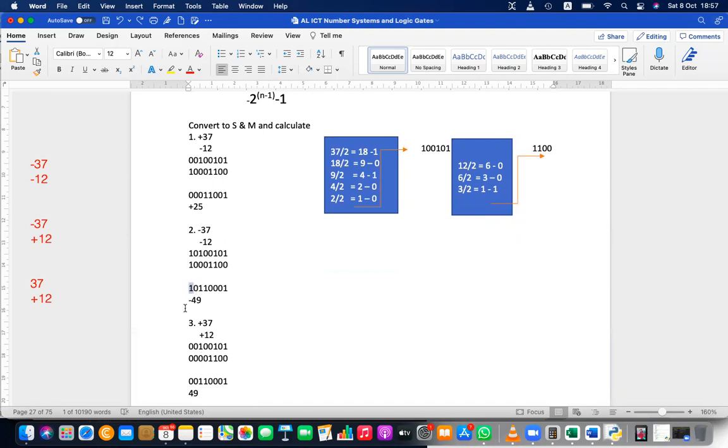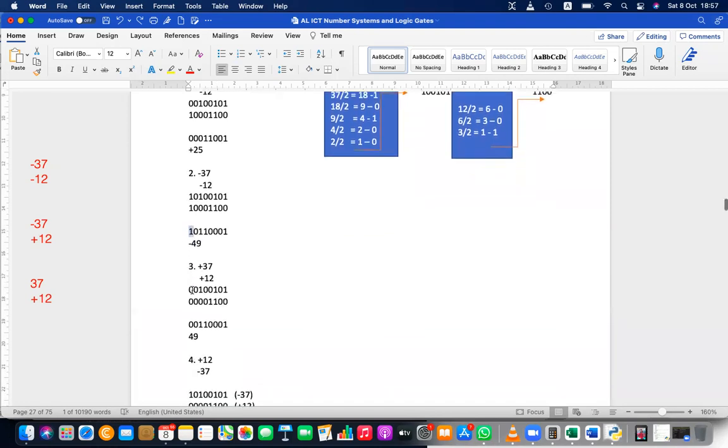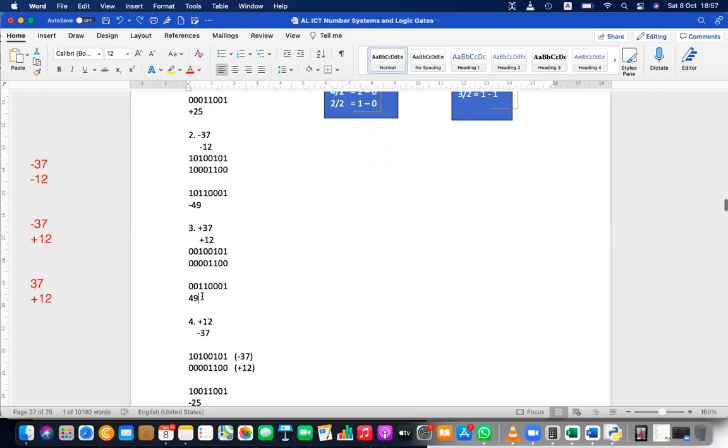Because it was to represent this. This is 49 plus 49. So when both are plus, you need to add, and the value is plus. When both are minus also, you need to add, and the value is minus.